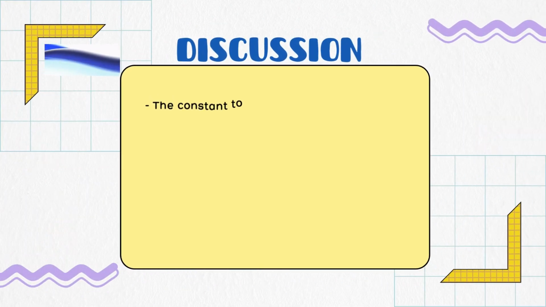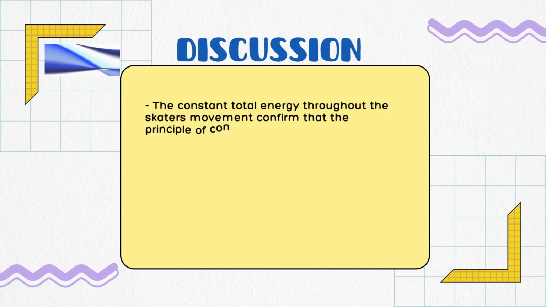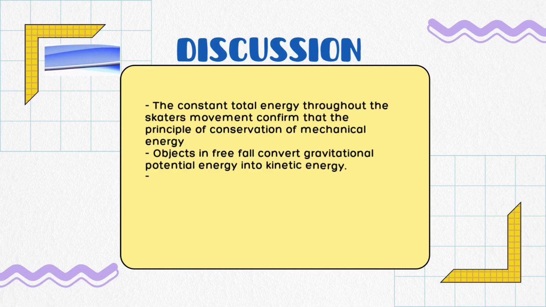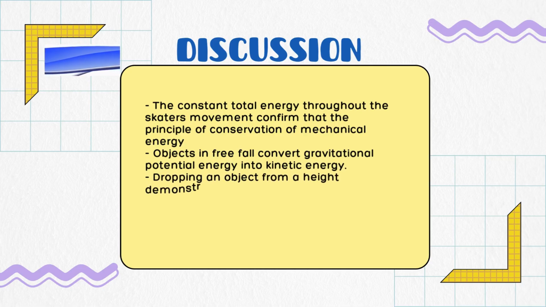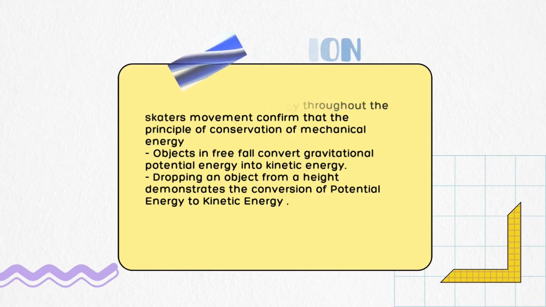Discussion: the constant total energy throughout the skater's movement confirmed the principle of conservation of mechanical energy. Objects in free fall convert gravitational potential energy into kinetic energy. Dropping an object from a height demonstrates the conversion of potential energy to kinetic energy.